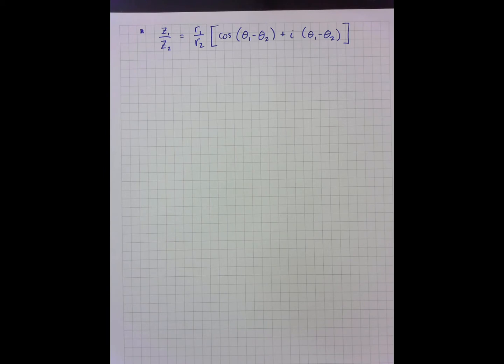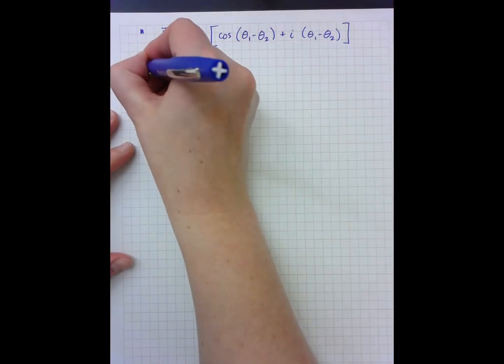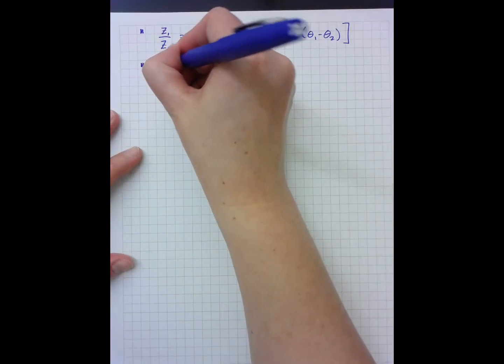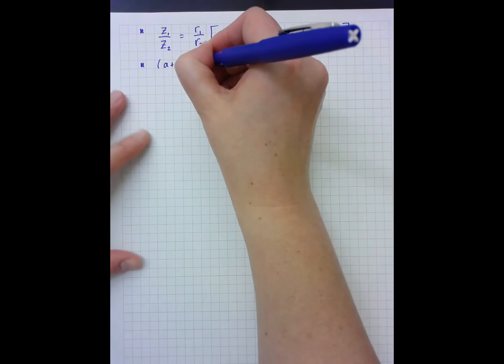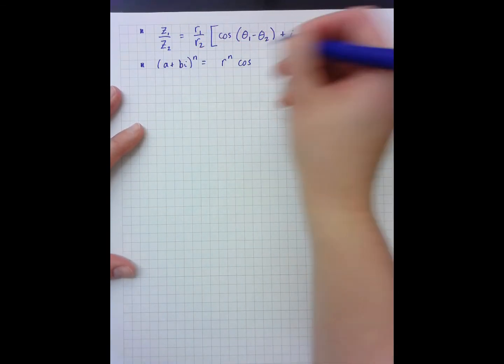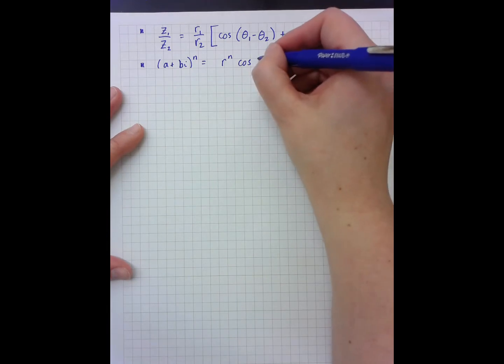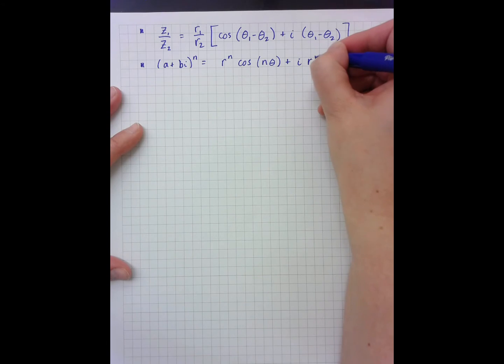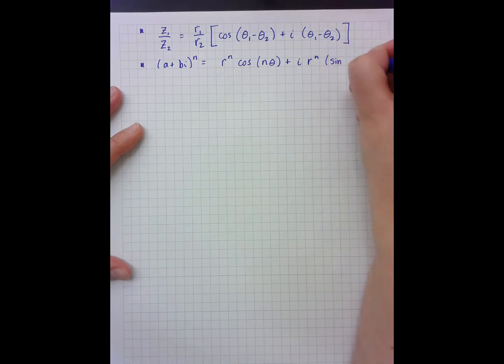The last thing that they often have you looking at when you're talking about complex numbers in the polar plane is raising a complex number to a power. So in class you discovered that the formula for that was r to the n cosine of n times theta plus i r to the n sine of n times theta.